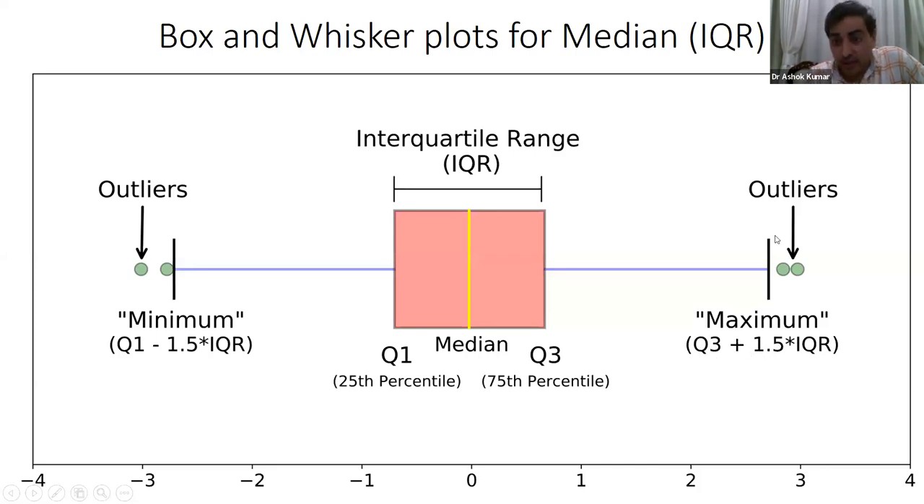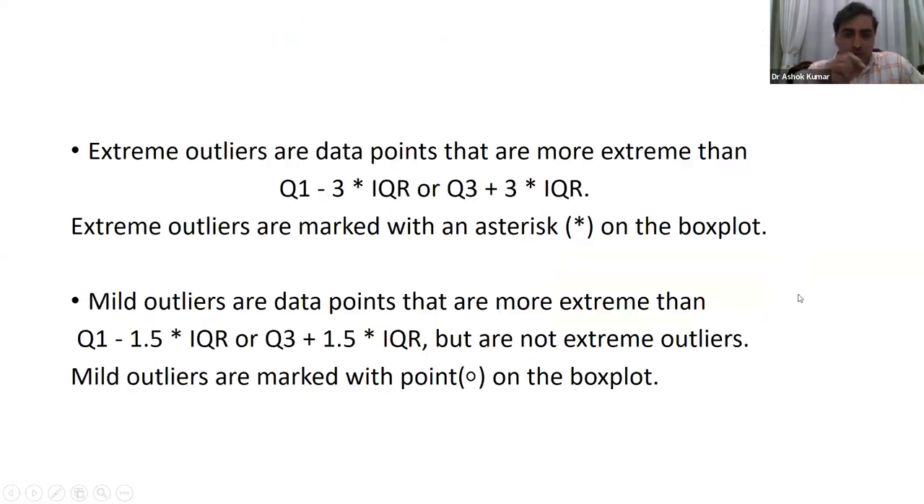And if some points are beyond these, these are called outliers. There are two types of outlier: extreme outlier or mild outlier. Extreme outliers are data points that are more extreme than... For extreme outlier, we have to multiply by 3, and for mild outlier, we have to multiply by 1.5. So you have to remember this.